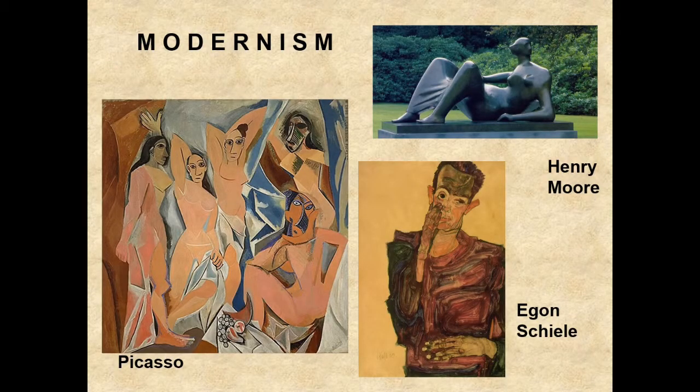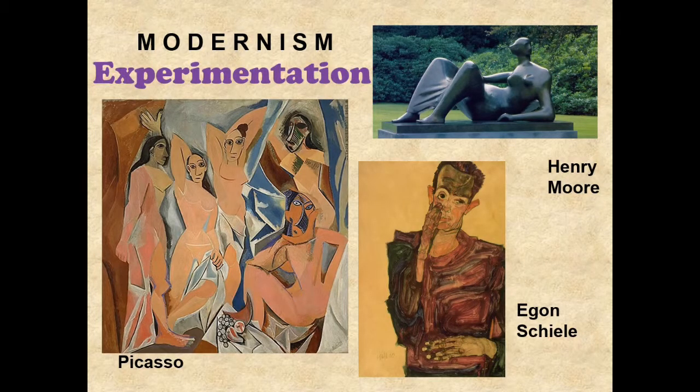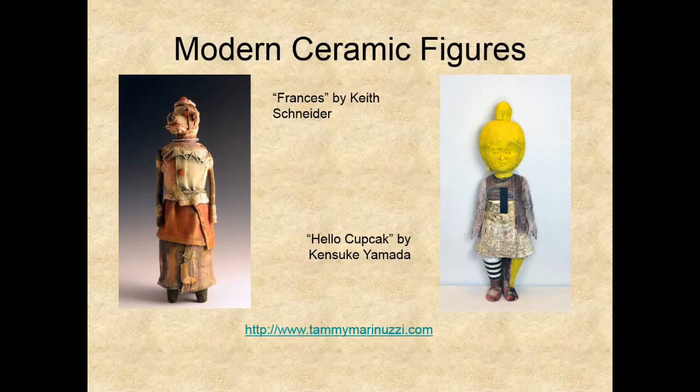20th century modernism opened up experimentation in figural art. Expressions over realism and deconstruction of the human form became the norm. Here are two examples of modern ceramic sculptures. Note the lack of realism and exploration of color.